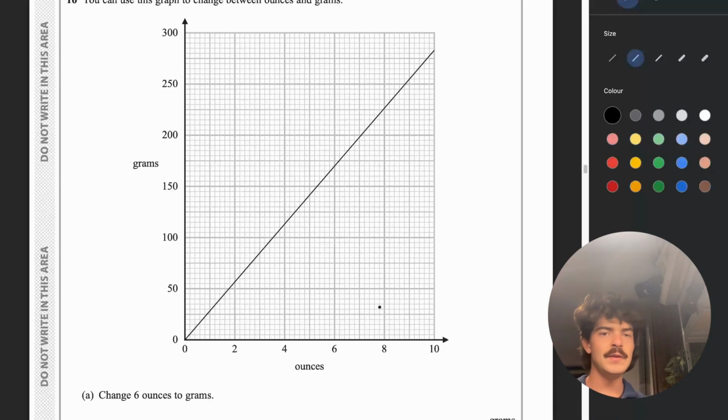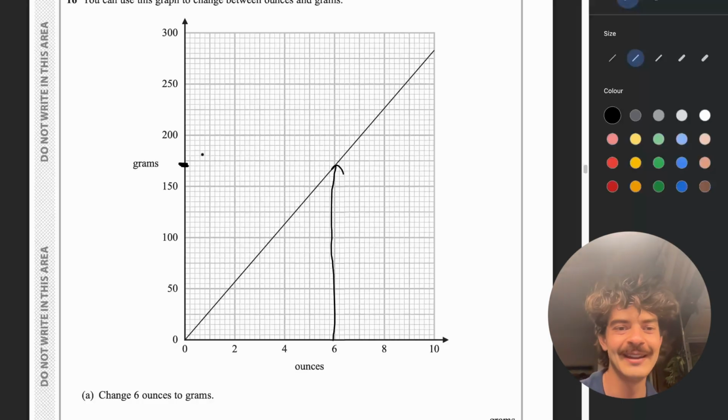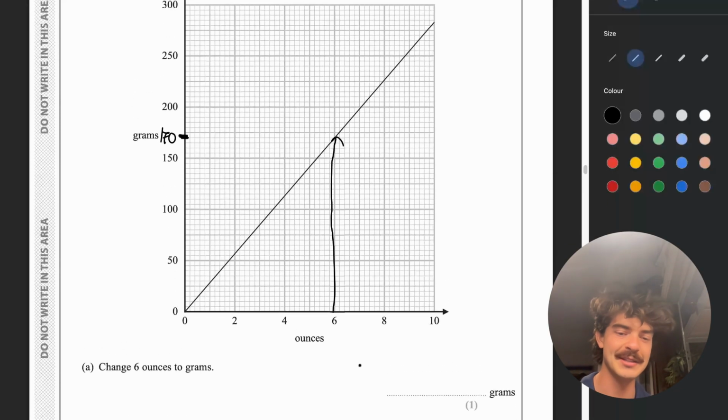Question 16. Use the graph to change between ounces and grams. Okay, so first of all, we're asked to convert 6 ounces into grams. So what we're going to do, we're looking for the ounces and the 6, and we're going to follow that line up. Use a ruler. I'm not doing it particularly neatly here, and that comes to about this point here. I would say that that's coming at 170 grams. Okay, this line is indicating the point where you are converting, right? So that line is what that's telling us. So for our part 1 here, we've got 170 grams.